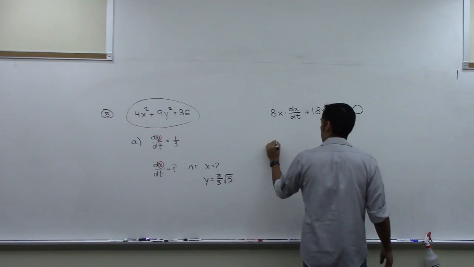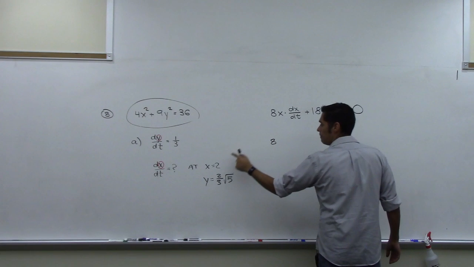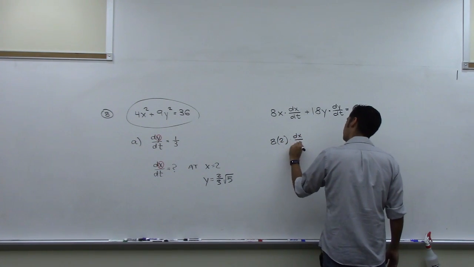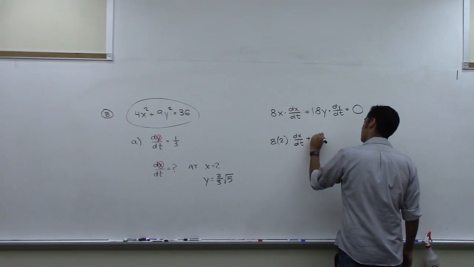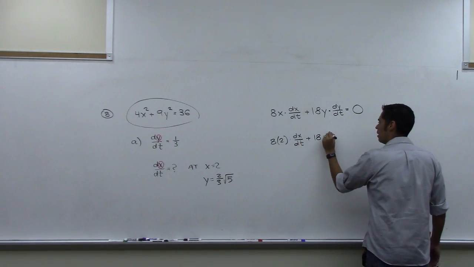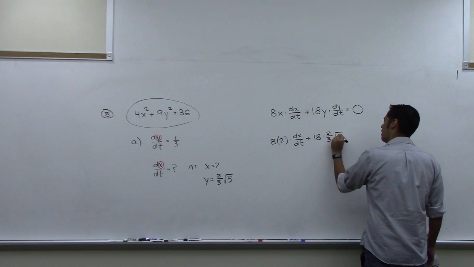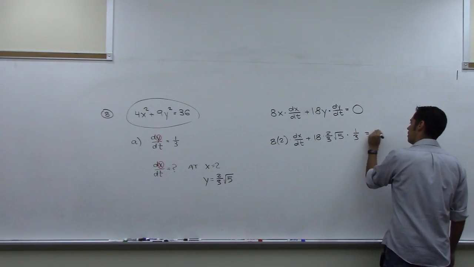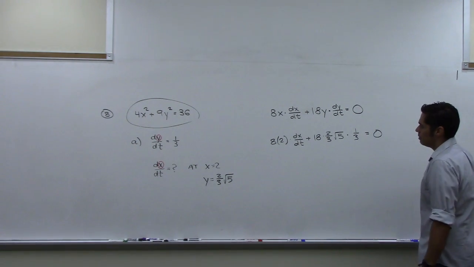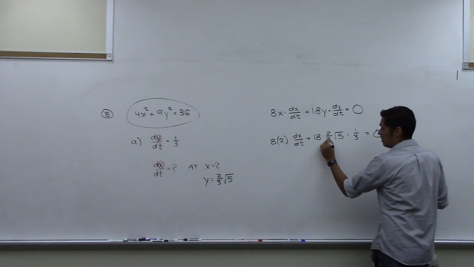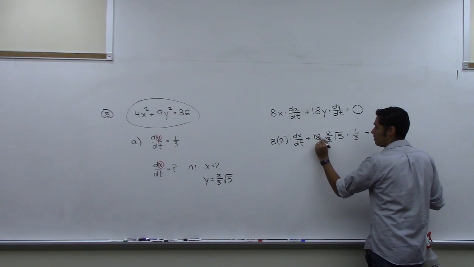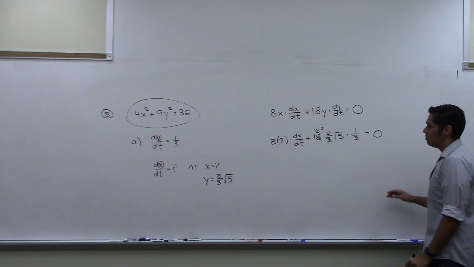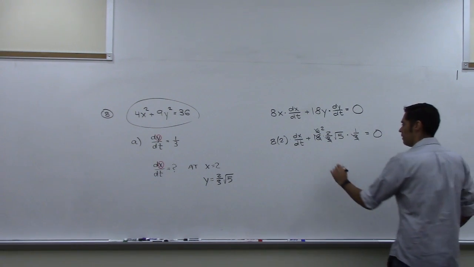So I'm just going to rewrite it. 8, now x is what? 2, so 8 times 2 times dx/dt, plus 18 times y, that's a weird one, 2/3 root 5, times dy/dt, which was 1/3. That must equal 0. So let's try and clean this up. 3 goes into 6 twice, and then 3 goes into that... So we should just have 4 root 5 here.